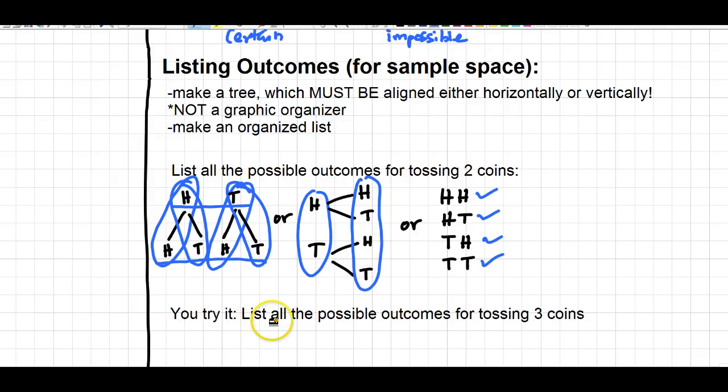So I want students to take a moment right now and attempt this question here on their own. List all the possible outcomes for tossing 3 coins. Pause the video and give that a try on your own.